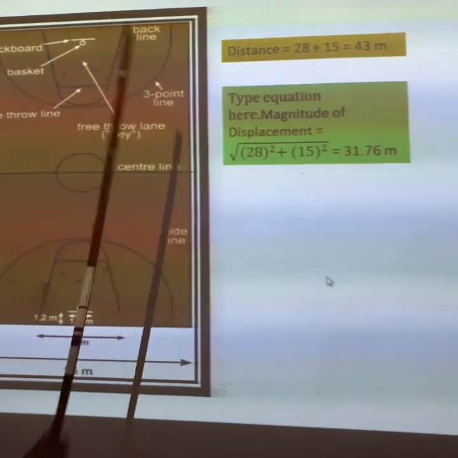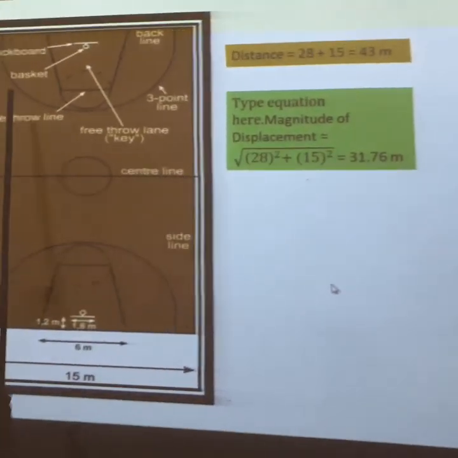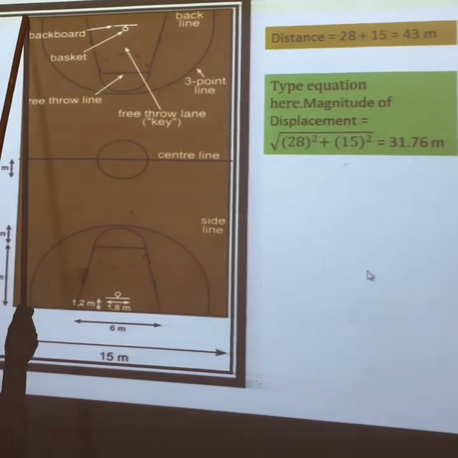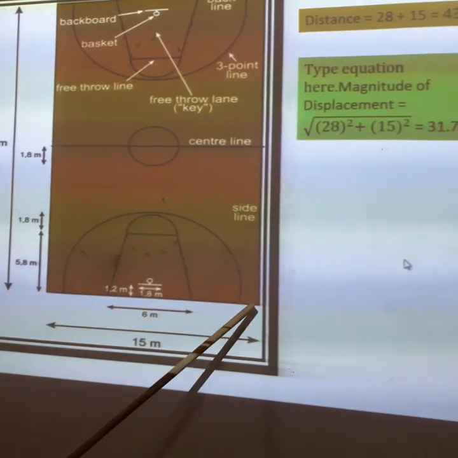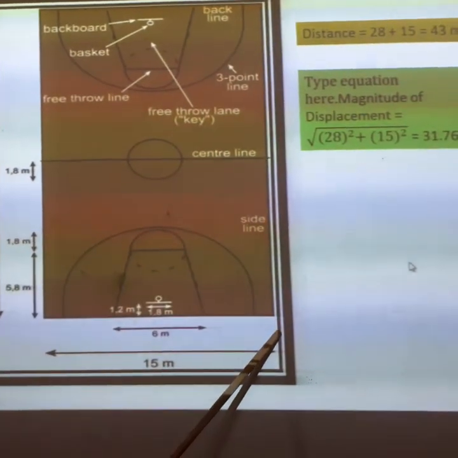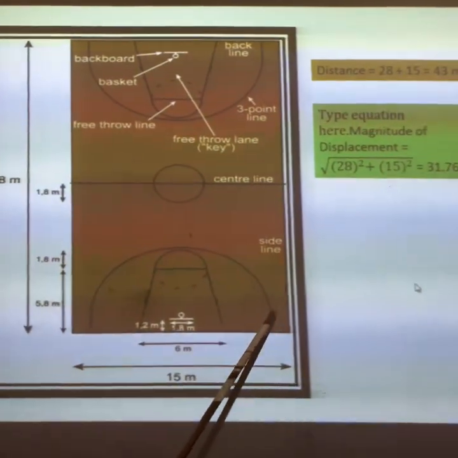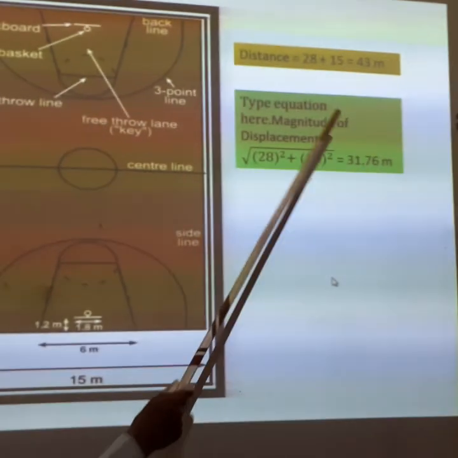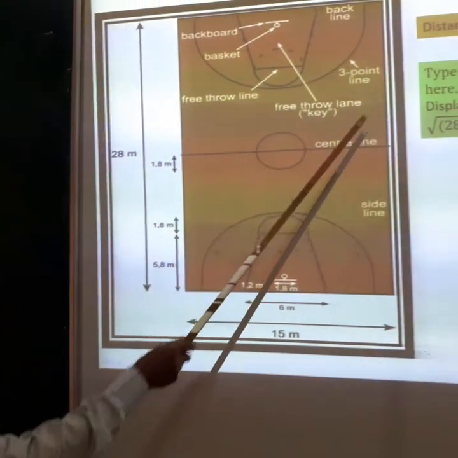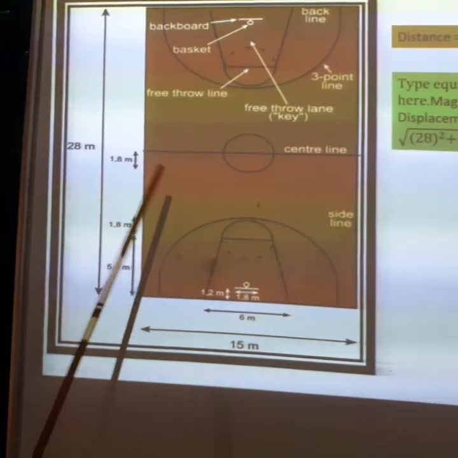So you observe the difference between the two measurements. The distance comes out to be 43 meter, whereas for the magnitude of the displacement, the boy is displaced from this starting point to this final point in the shortest way, in this way. So this is the magnitude of displacement, and it is 31.76 meters. So this was the measurement for the first activity.